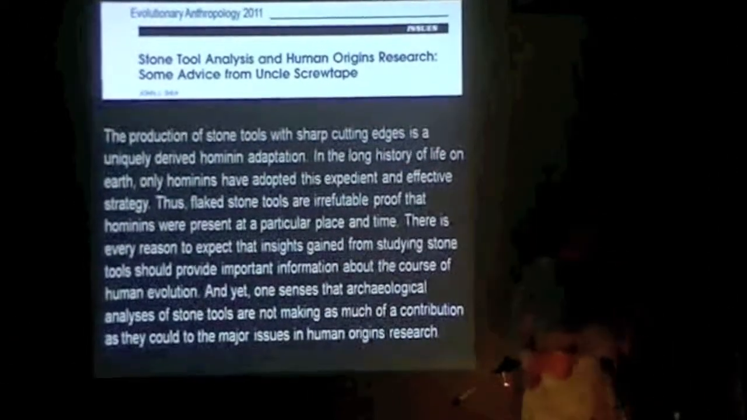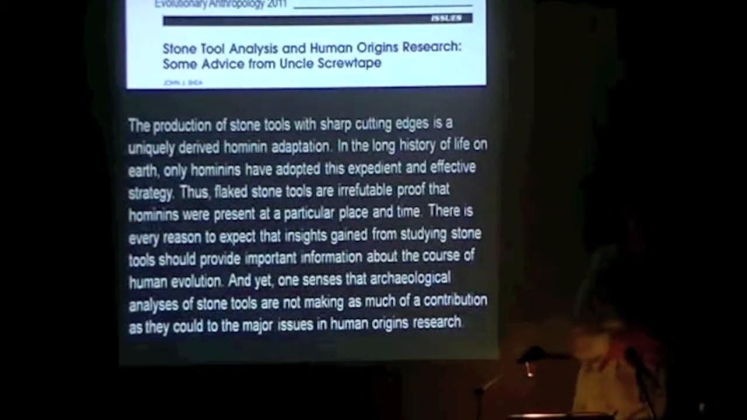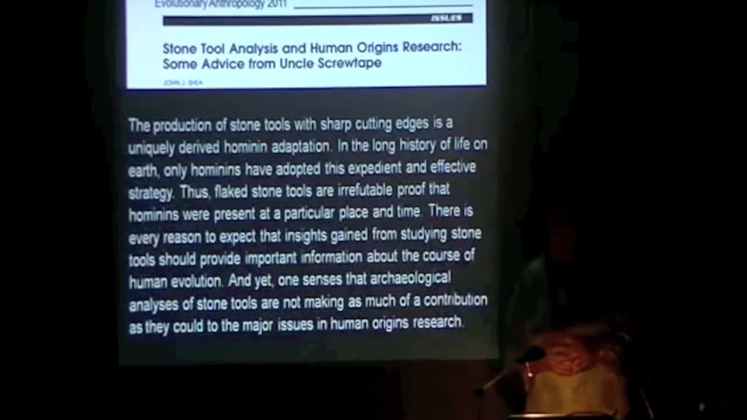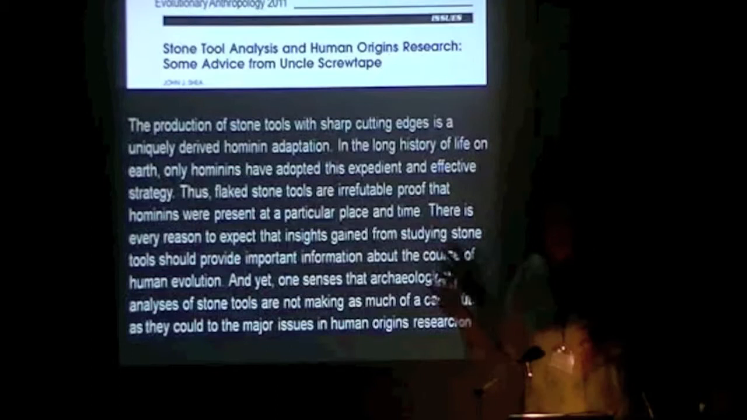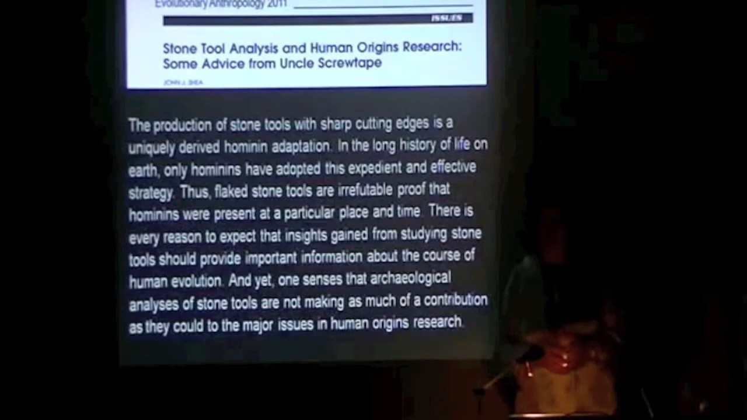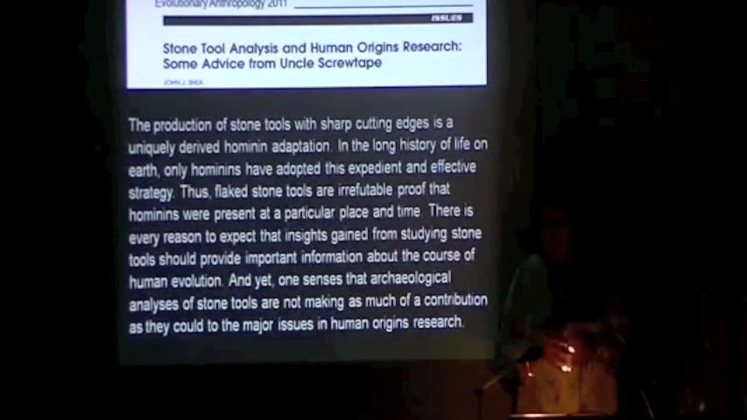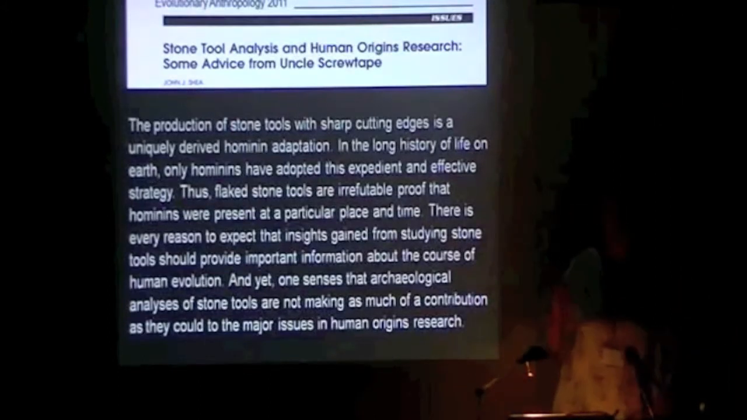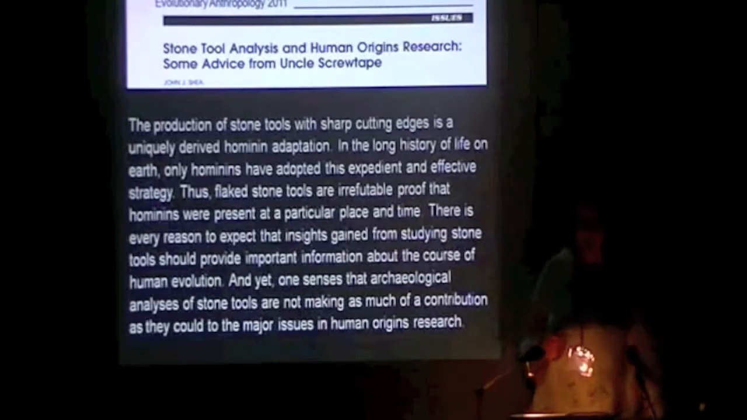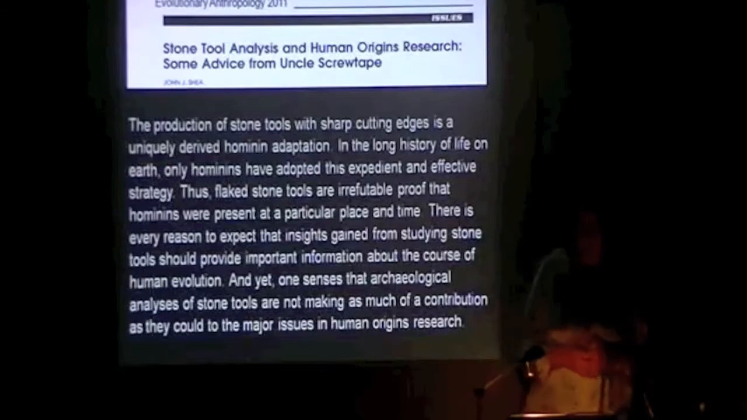So John Shea is a colleague of ours that also did a lot of experimental work, and I quite enjoy some of his work, and he's got a lovely sense of humour. And last year he published some advice from Uncle Screwtape. And he said the production of stone tools with sharp cutting edges is a uniquely derived hominin adaptation. In the long history of life on Earth, only hominins have adopted this expedient and effective strategy. Thus, flaked stone tools are irrefutable proof that hominins were present at a particular place and time.